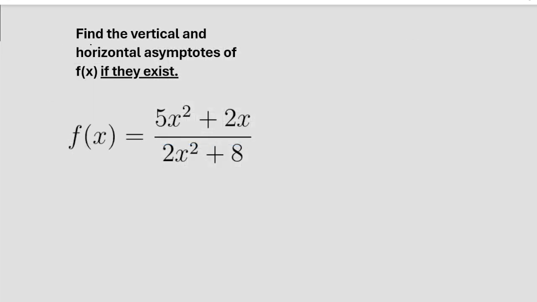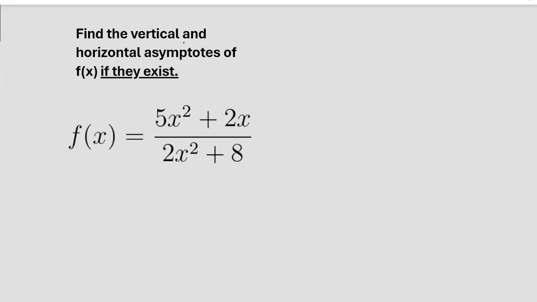All right, so we have our first question here. Find the vertical and horizontal asymptotes of f of x if they exist. Then we have 5x squared plus 2x over 2x squared plus 8. Okay, this looks a little hairier than our previous problem, but it's actually not too difficult.